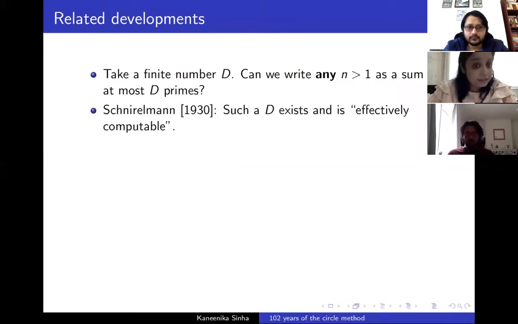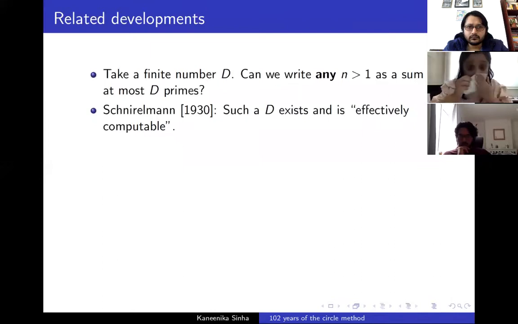So the answer to this is yes, and this was proved by Schnirelmann. We will be reviewing some of his work shortly. In 1930, he says that such a d exists. Unlike the multiplicative case scenario, in the additive scenario, such a d does exist and it is effectively computable. So you can find a finite number d such that any n greater than 1 is a sum of at most d primes. But he does not tell us.